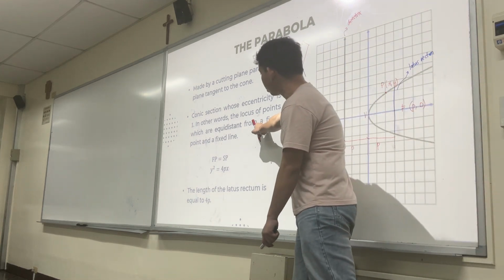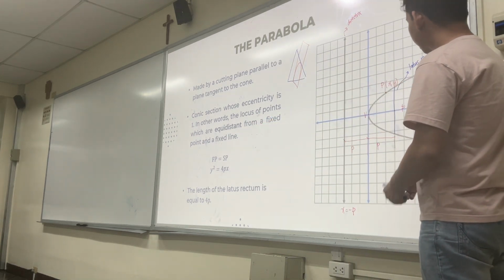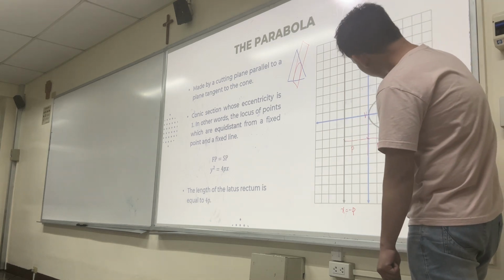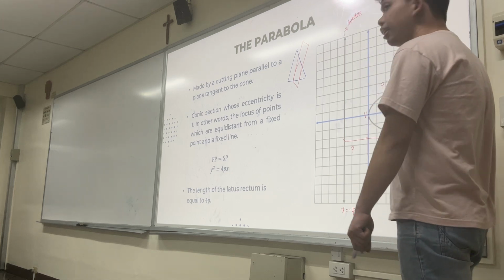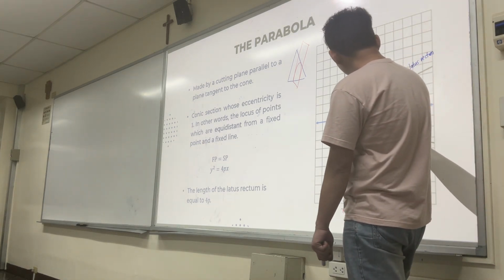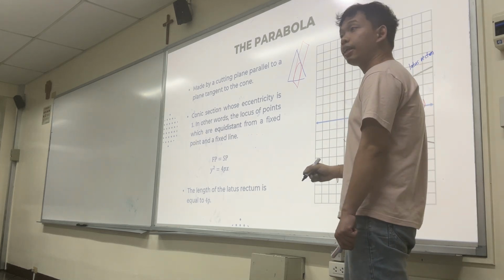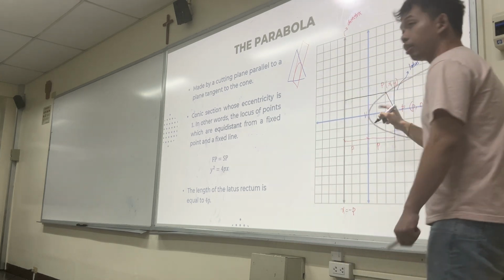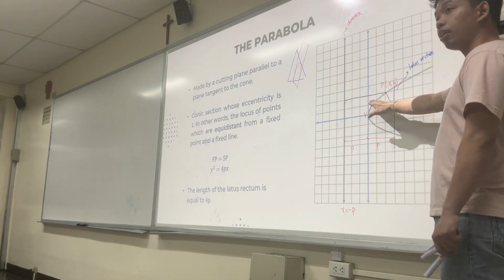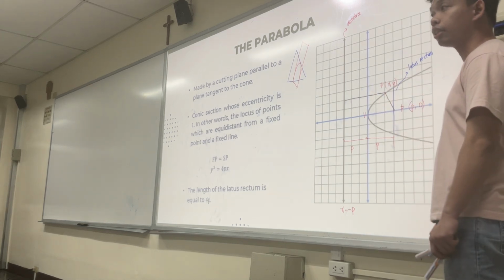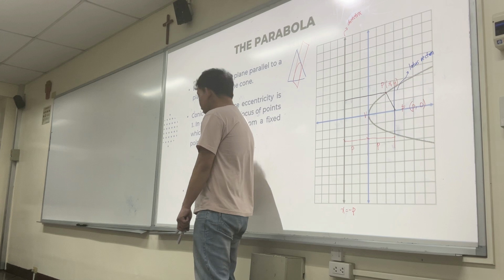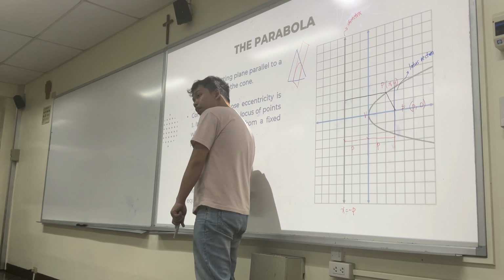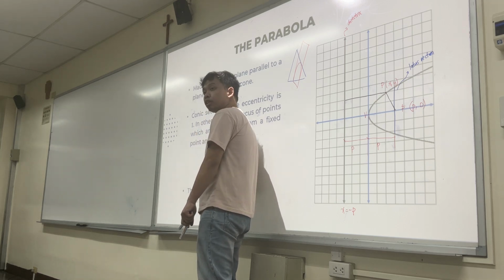Now, if you try to go back to this one, what it means is that the distance from your point to the focus is just equal daw to what? The distance from your point papunta to your directrix. So this one would be equal to this one. But in drawing, hindi siya equal. But mathematically, they are equal to each other. Kaya, we have your equation that FP is equal to SP. And if you derive that one, you'll get the standard equation for your parabola.